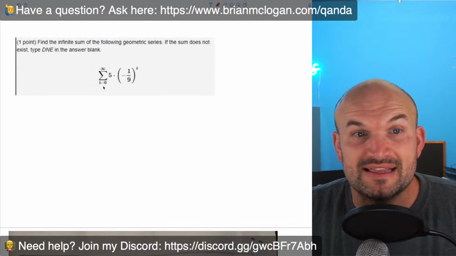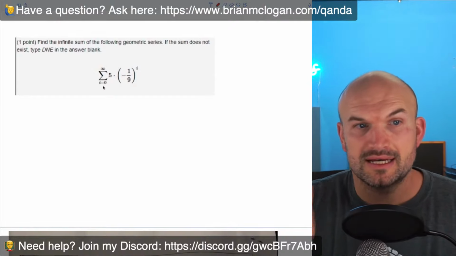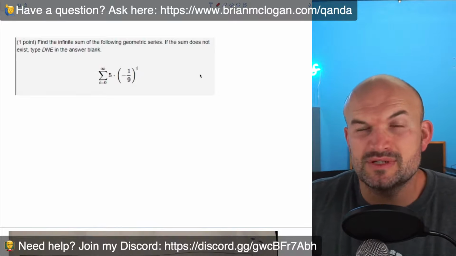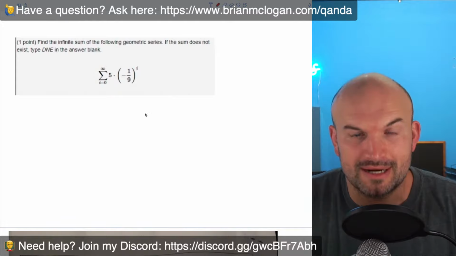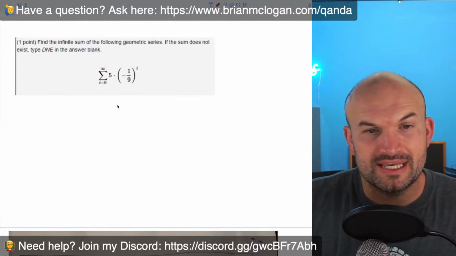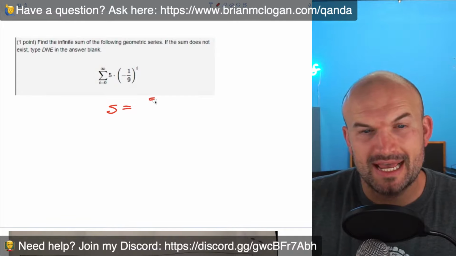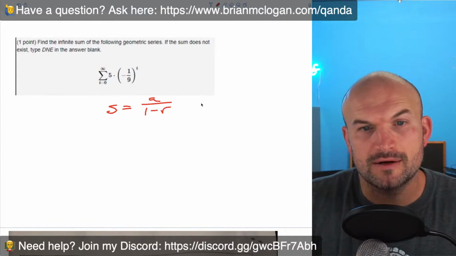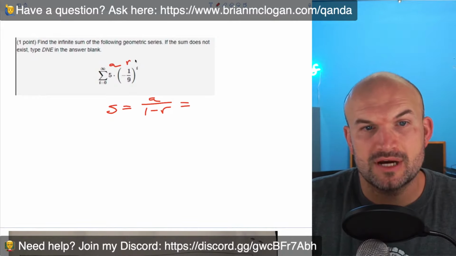Next one says find the infinite sum of the geometric series. If the sum does not exist, type D and E. At this point, we just need to remember the formula. I remember this one from last week as well, and I was like, I don't remember the formula. So the sum here is going to be A1 over 1 minus R, where the terms are A times R to the n minus 1.